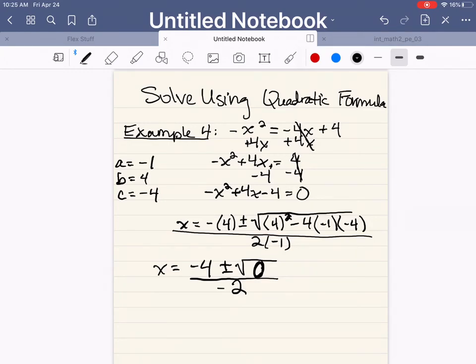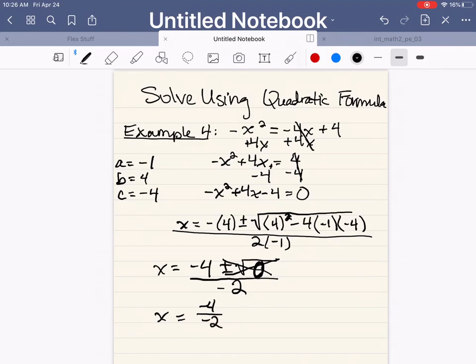because whether you add 0 or subtract 0, remember how we do that 1 plus and 1 minus, it's not going to make a difference. And the square root of 0, if you can guess, is 0. So really, we're just going to cross out this part right here, because it's just going to be plus 0, which isn't going to change anything, or minus 0, which isn't going to change anything. So x equals negative 4 over negative 2 is what we have left.